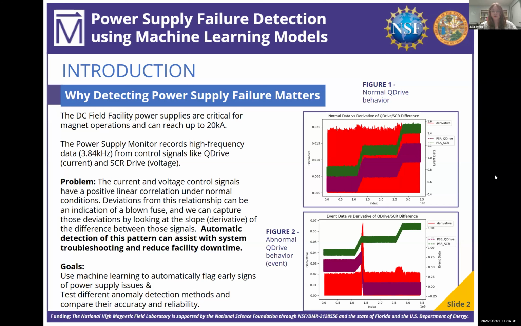If you look at figure one over here, you can see normal behavior of these two signals, and they're correlated. If you look at figure two, you can see that the Q drive drops significantly and the derivative rises significantly in effect. The problem is that this data is at very high frequency, so it's not practical to monitor manually. That's why we want to train machine learning models that are able to automatically flag early signs of failure. Our goal is to test different anomaly detection methods and compare their reliability, accuracy, and ability to run in real time.